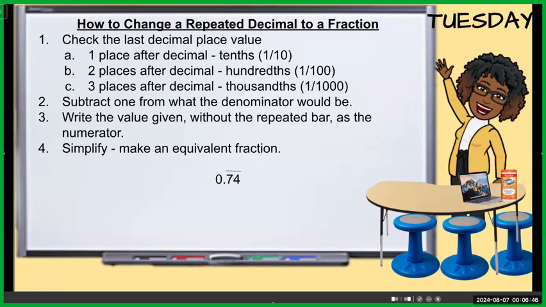All right, so let's look at how to change a repeated decimal to a fraction. The first thing it told us to do is to do what? Last decimal place. Looking at these numbers here, what's our last decimal place? I didn't say the digit. Place.